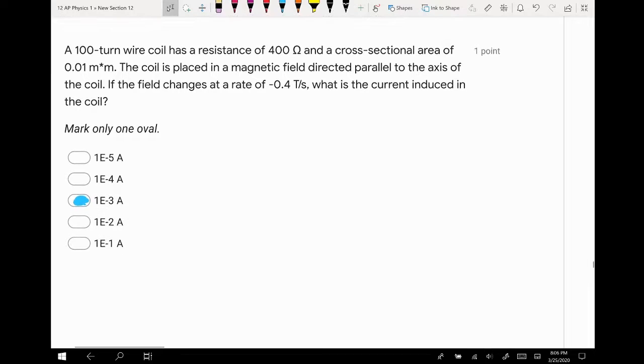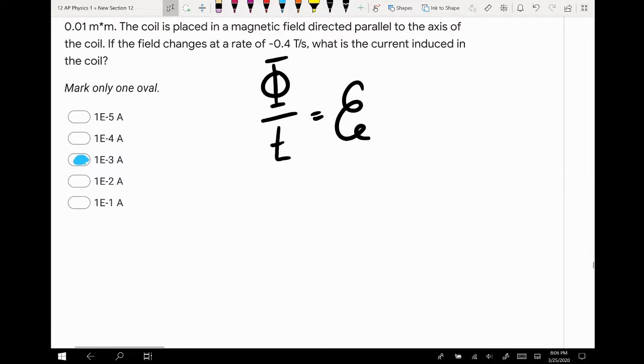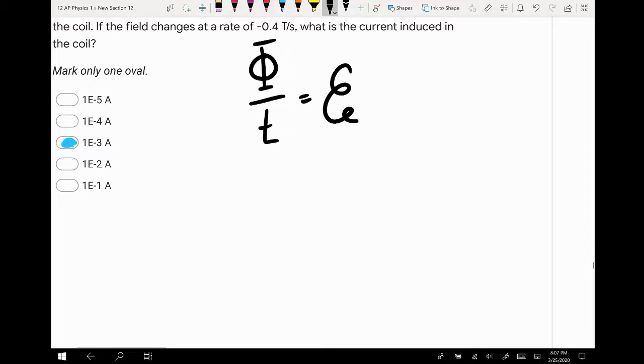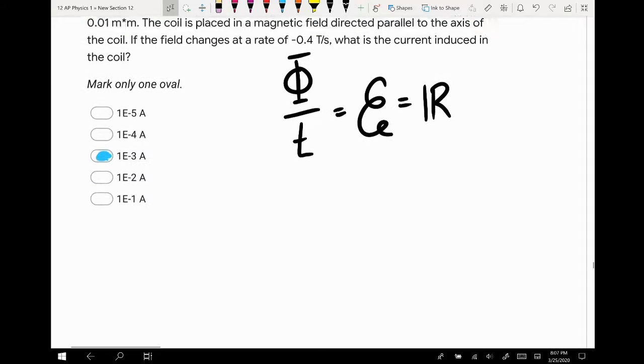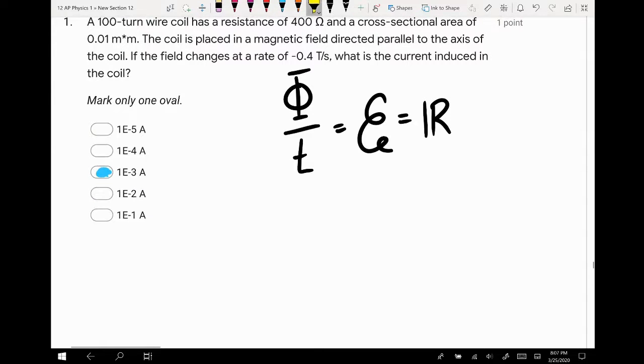So we have this idea that our change in flux per time is equal to our EMF, this voltage. It's just a fancy way of saying, hey, this voltage is coming from you doing something, so we're just going to call it that. But it's pretty much just a voltage, and we know that we have Ohm's law, V equals I times R. So our rate of change of flux over time is equal to I times R.